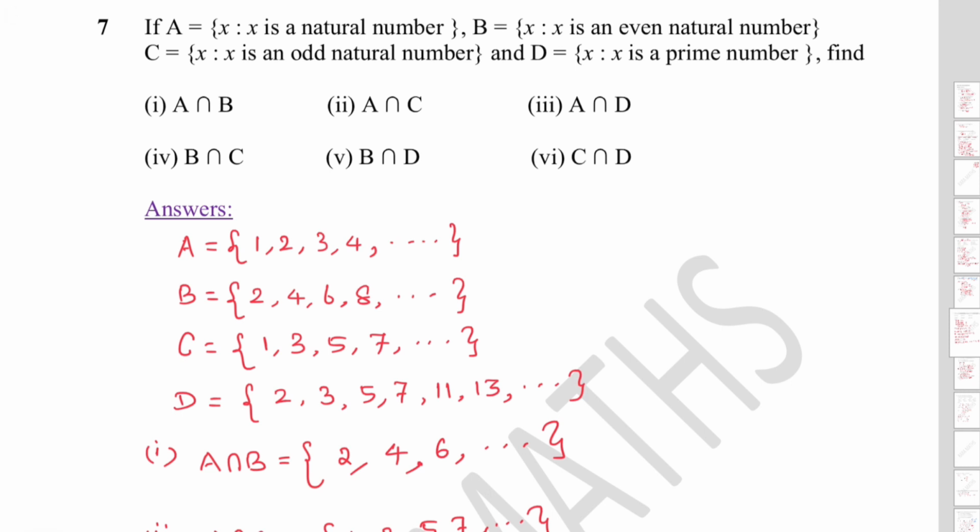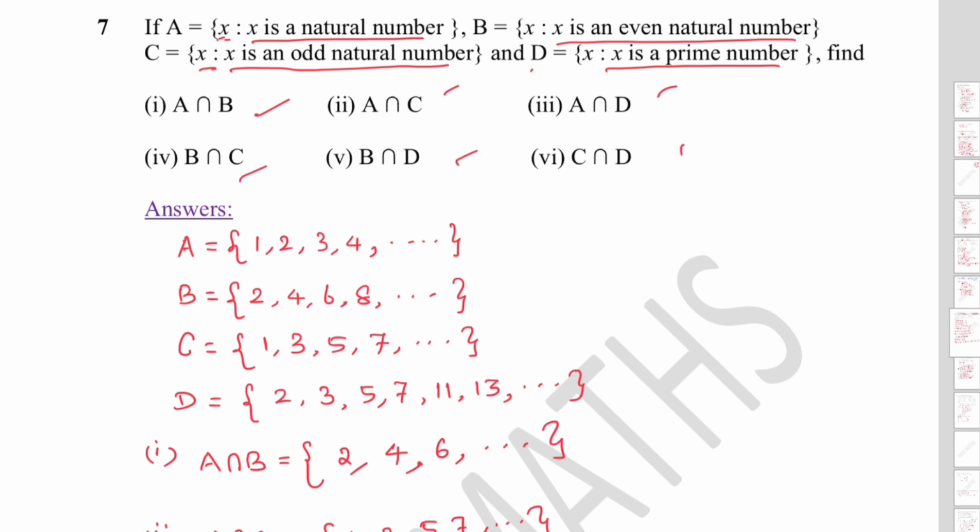Question number 7. Set A is the set of all x such that x is a natural number. B is the set of all x such that x is an even natural number. And set C is the set of all x such that x is an odd natural number. And D is the set of all x such that x is a prime number. So find A intersection B. We have to find out all these.